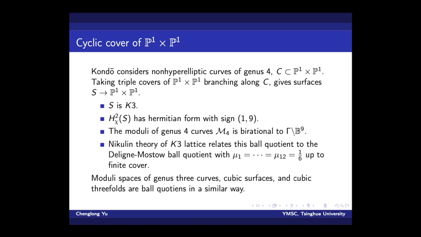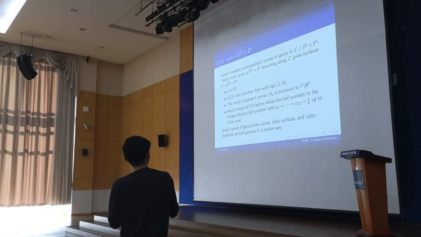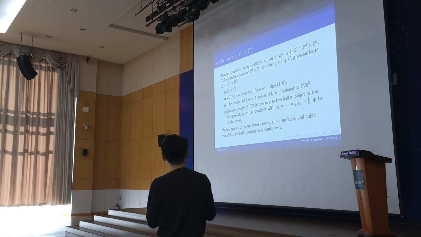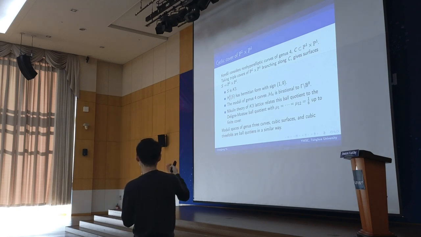You find that the cohomology group of S decomposes as characters, and then the transcendental piece will have a Hermitian form with signature (1,9). And in this case, you can also study the period map from the moduli space of genus 4 curves to this nine-dimensional complex hyperbolic ball quotient. And in fact, in this case, it's not an isomorphism anymore, but you can know that they're birational and how the birational transformation works. So like what kind of locus you need to blow up and blow down to get this morphism. And in fact, this ball quotient is still related to the Deligne-Mostow ball quotient I just mentioned.